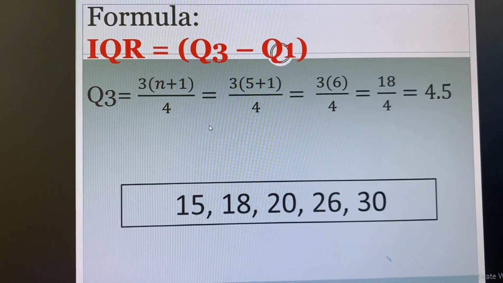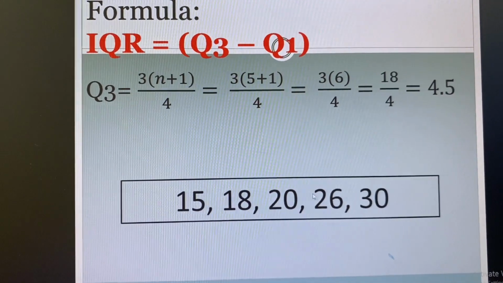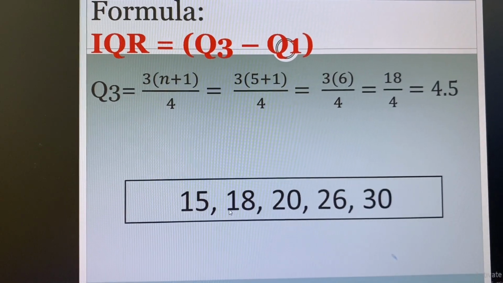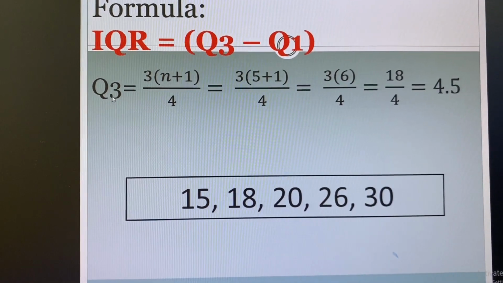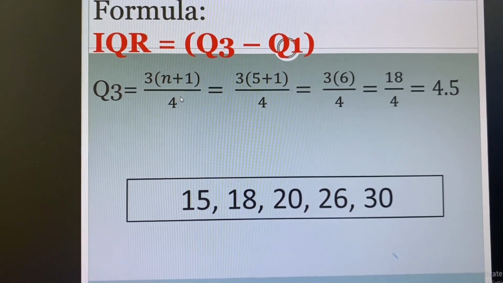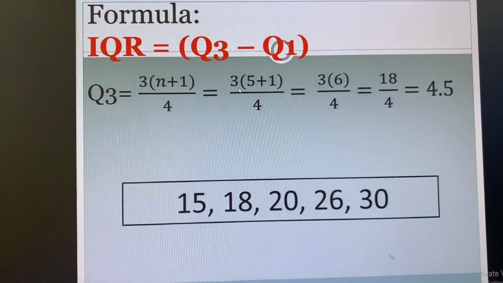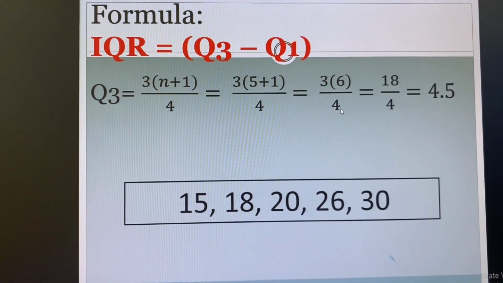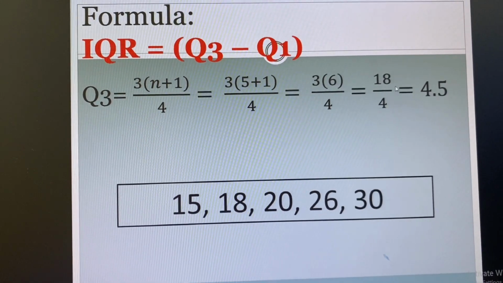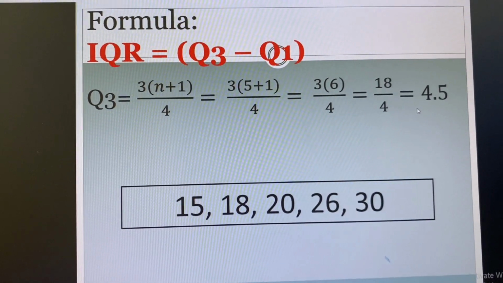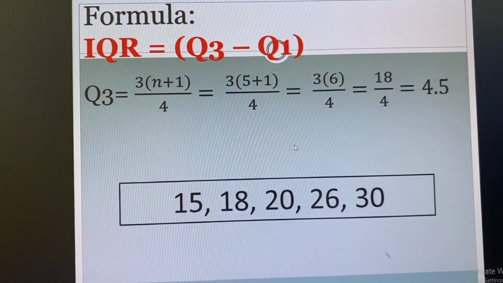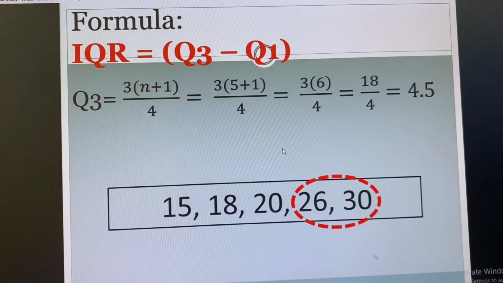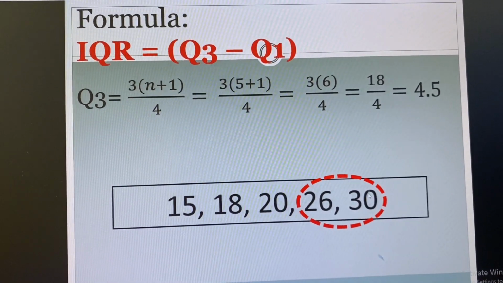So this is the given set of data 15, 18, 20, 26, 30. So meaning the value of n is equal to 5. So Q sub 3 equals 3 times (n plus 1) divided by 4 equals 3 times (5 plus 1) over 4 is equal to 3 times 6 over 4 equals 18 over 4 equals 4.5. By the way, 4.5 is located somewhere here between 26 and 30.